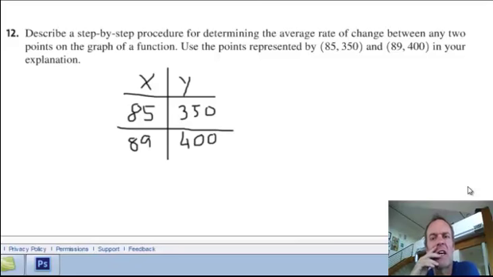Okay, let's have a look at another average rate of change, just with a bit less information. You've got to use these points to find the average rate of change between these two points. Now you could put it on a graph, but I've just put those points as XY coordinates. So there's the question, and I've just created this little table.